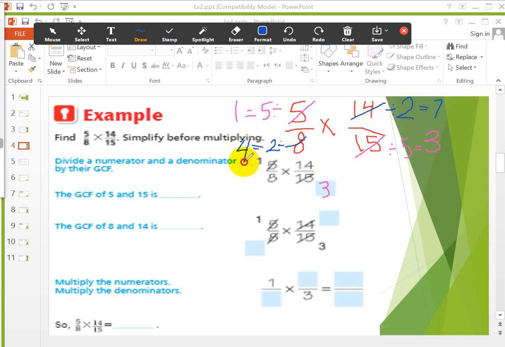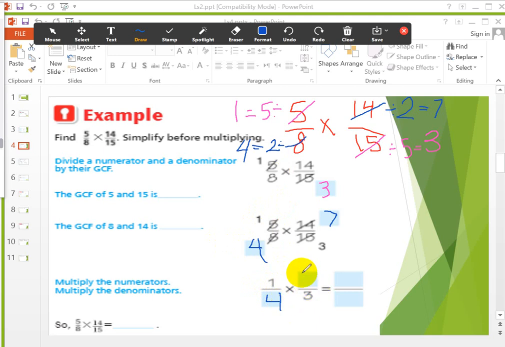Thank you, girls. So look, this will be 7 and this will be 4. Look, the fraction will have 1 in the numerator here, and in the denominator I have 4.